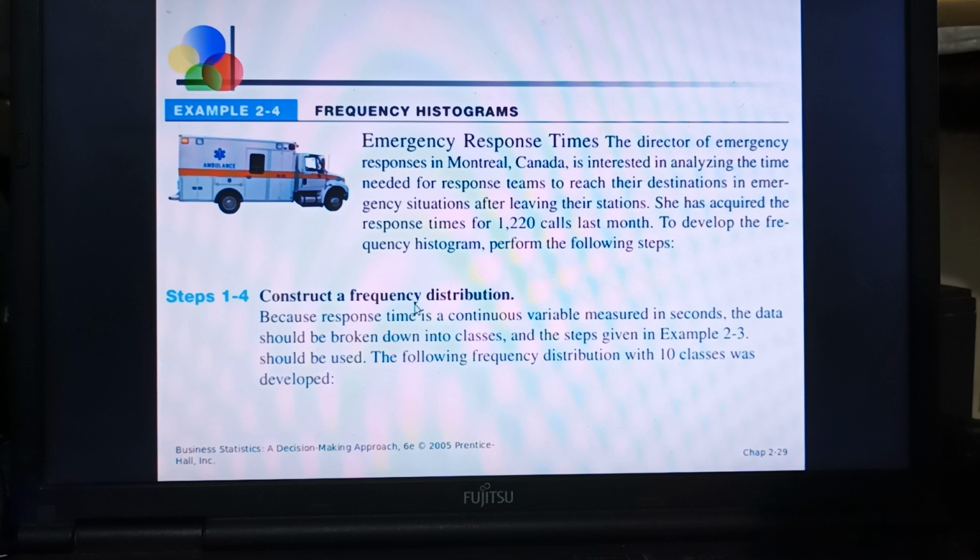Construct a frequency distribution. Because response time is a continuous variable measured in seconds, the data should be broken down into classes, and the steps given in example 2.3 and the previous one that we discussed should be used. And the following frequency distribution with 10 classes was developed. Why 10? Well, it's arbitrary. It depends on who made the decision. It could also be 7.